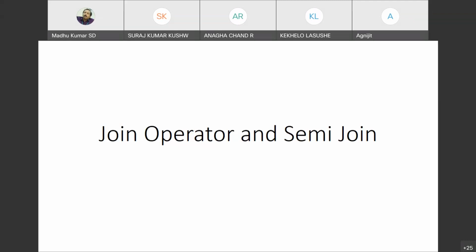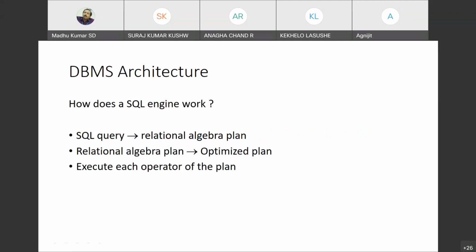So first we will have a quick review of relational algebra. We know that in the database management system architecture, we have something called an SQL engine. An SQL query will be converted into a relational algebra plan. There is a query translator, or an SQL interpreter, which will translate a given SQL query into an equivalent relational algebra expression. Then this relational algebra plan will again be optimized, and you will get an optimized query.